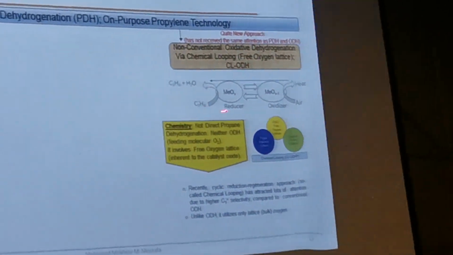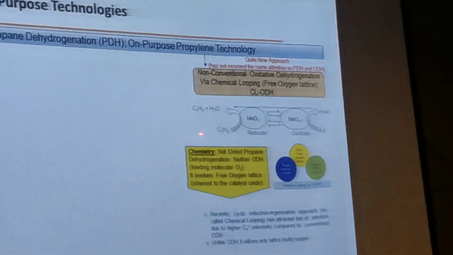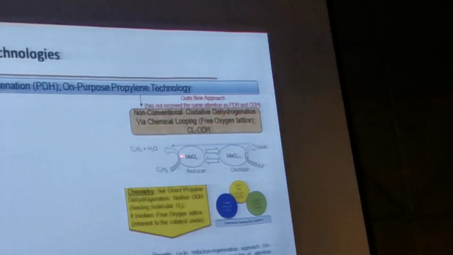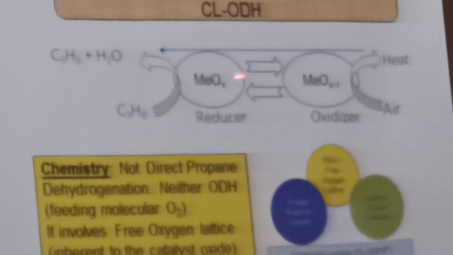You need a catalyst to be a reducer from one side, so you remove the propane, take the oxygen of the lattice, produce the propylene, then you have to compensate this catalyst by oxygen again to be ready for the next and next and next step.